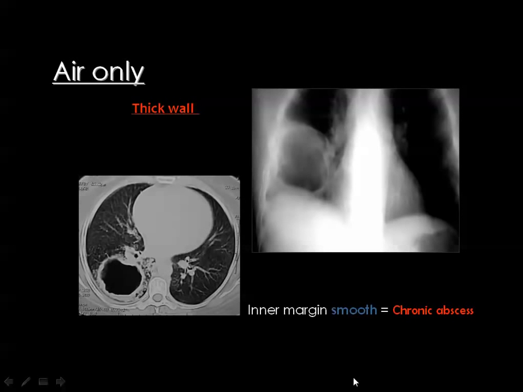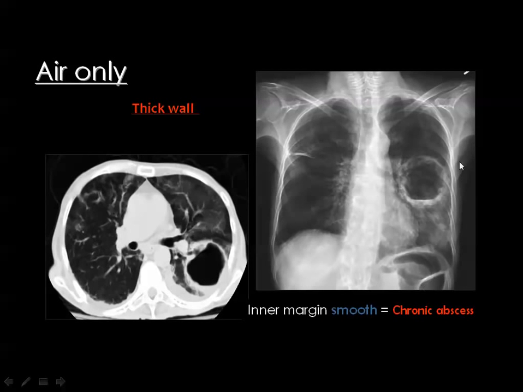We'll start first with the cavity which is containing air. For the cavity containing air, the differential diagnosis depends on the thickness of the wall. If the wall is thick, you have 2 possibilities. If the wall is thin, you have 2 other possibilities. The thick wall cavity containing air in the lung is diagnostic of a chronic lung abscess. And the abscess starts with a lot of pus and few air loculi, then air will increase and pus will decrease until you are left with a cavity totally filled with air, which is diagnostic of the chronic lung abscess.